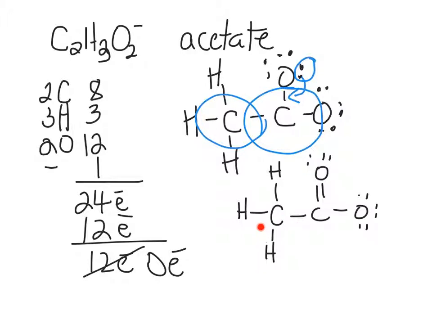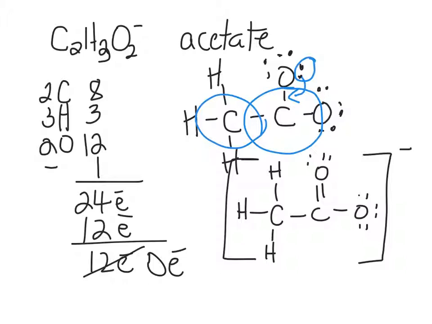Carbon has 4 bonds, carbon has 4 bonds, oxygen has 2. Oxygen doesn't have more than 2, and each hydrogen has 1. So our combining capacities and number of electrons are okay. We have to put square brackets and the charge on it because it is an acetate ion.